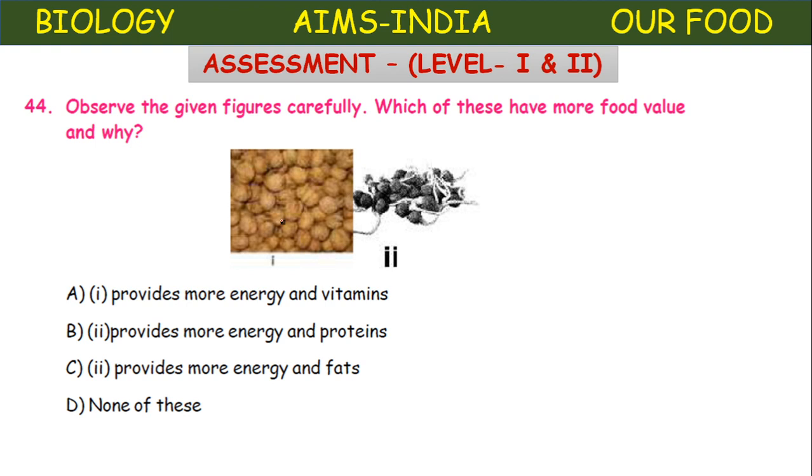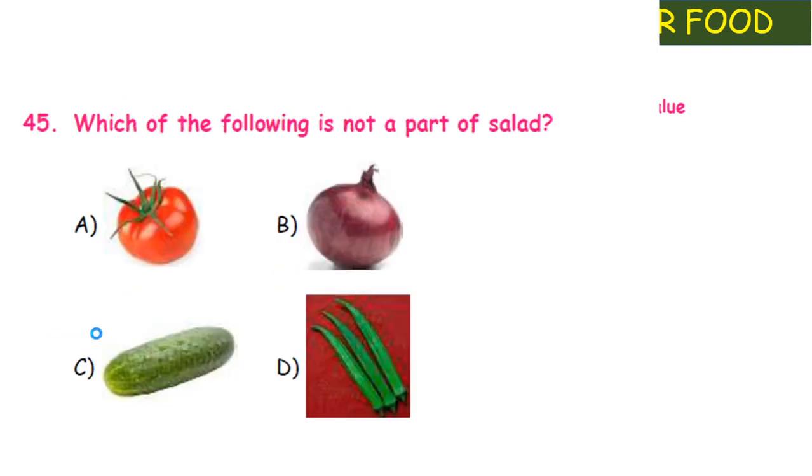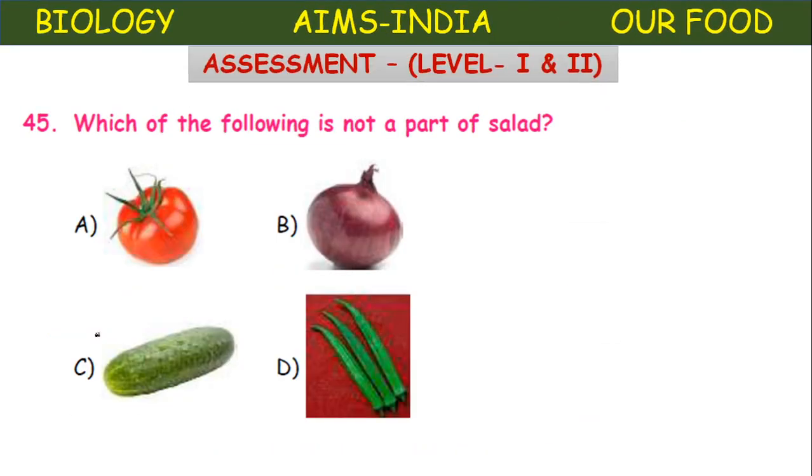Next, observe the given figure carefully. Which of these has more food value and why? Okay, here figure 1 and figure 2. Figure 2 is sprouted, figure 1 is channa. They provide more energy and vitamins. They provide more energy and proteins. They provide more energy and fats. None of these. Okay, they are very important because they provide more energy and proteins. They are pulses, so they provide proteins.